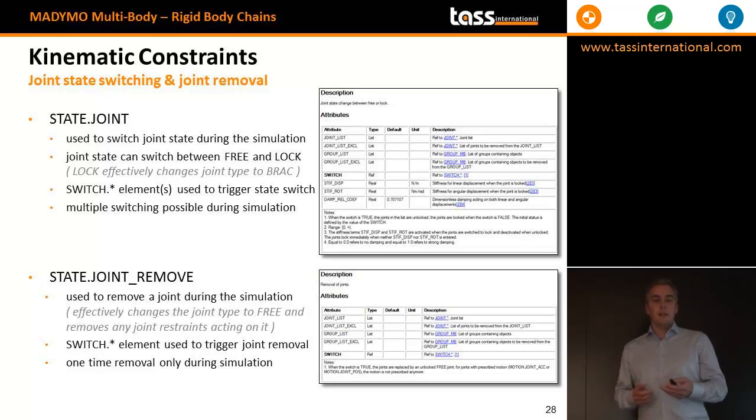It means that once a state joint remove is activated with a switch, all degrees of freedom between the two bodies will be released, and the child body can move freely with respect to the parent body. If there were joint restraints defined on that specific joint, the joint restraints will also be removed.